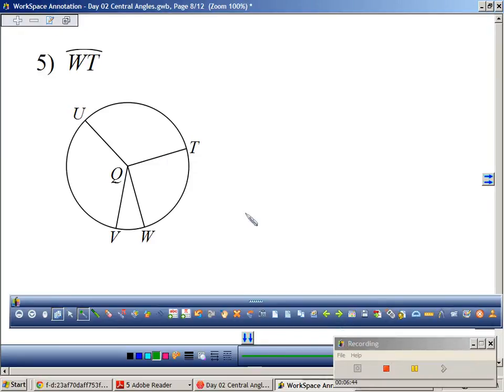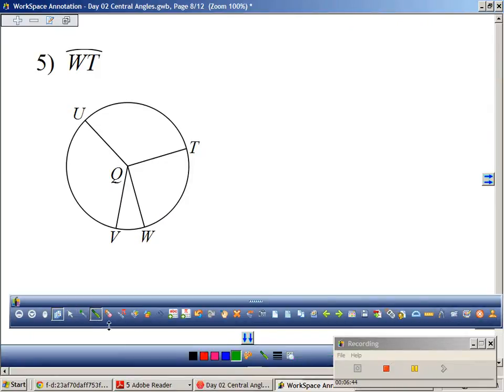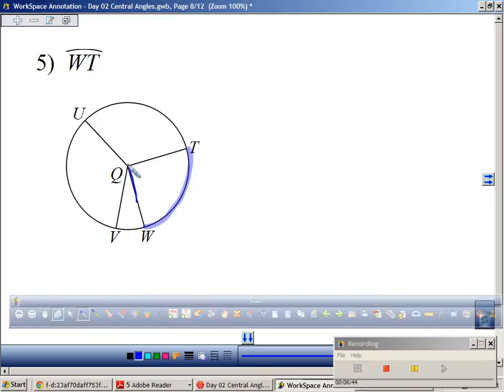Next one, number 5, says name the central angle of the given arc. Well, if the given arc is WT, then my angle would be W, Q, T. I'm sorry, my central angle. Central angle always comes from the center. So that would be angle WQT. Copy that one down.